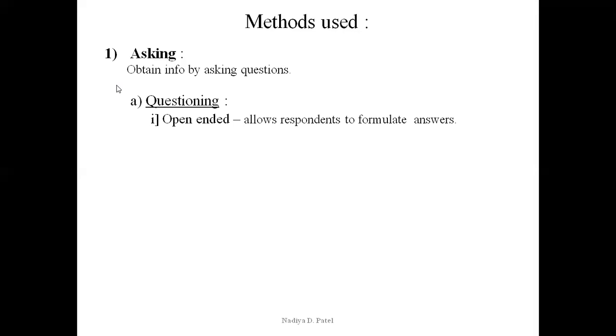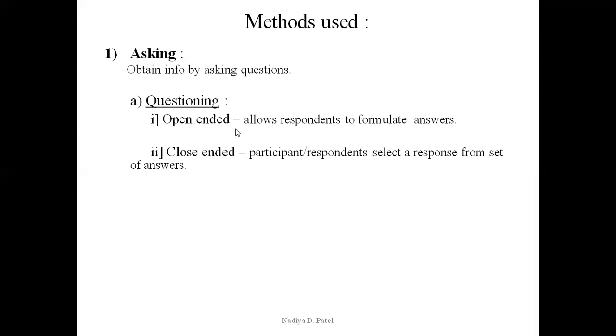You're investigating, so you need to ask questions, which is very obvious. So the first part you can say is questioning. Under questioning there are two types: one is open ended and the other is close ended. As the name suggests, open ended questions allow respondents to formulate answers. So you can listen to what they are saying, or you can take it in writing. Let them write, let them explain in their own way.